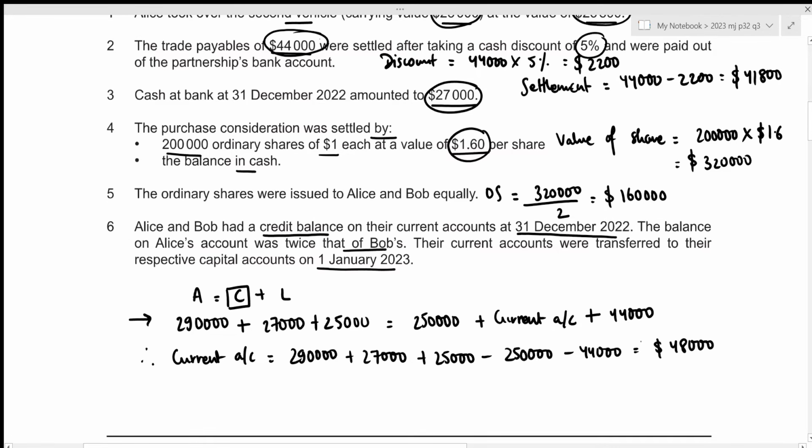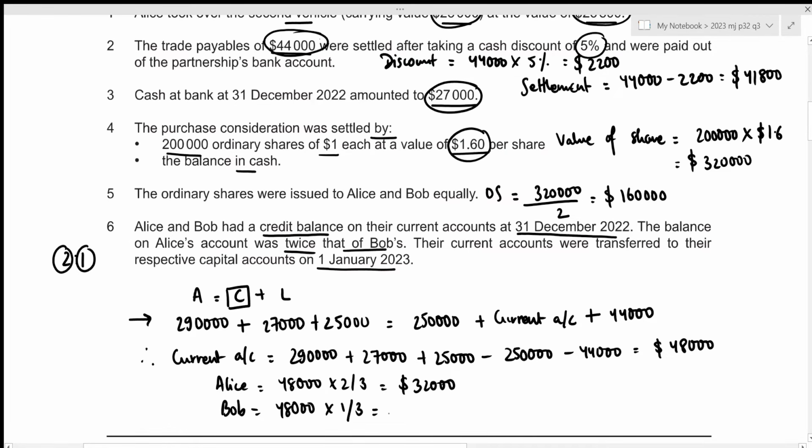Now we need to divide it among our partners Alice and Bob. And what we know is that Alice's account was twice that of Bob. So the ratio is just 2:1. Out of 3 parts, 2 parts belong to Alice and 1 part will belong to Bob. So for Alice, that is just going to be 48,000 times 2 by 3, which results in the amount of 32,000. And for Bob, that's 48,000 multiplied by 1 divided by 3, which results in the value of 16,000.